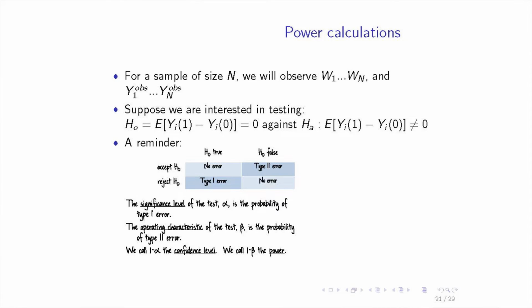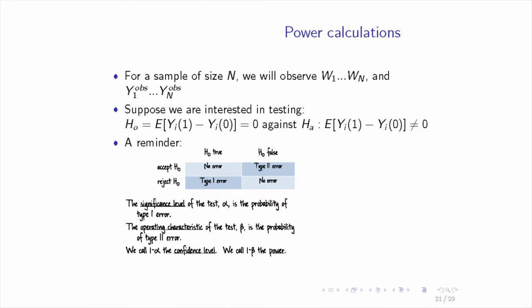Little reminder, straight from our previous lecture: if we accept H0 and H0 is true, we are good, there is no error. If we reject H0 and in fact H0 is false, again there is no error. But there are 2 types of error. One is where H0 is in fact true, but you reject it. This is type 1 error. The other is where H0 is in fact false, but you accept it. You fail to reject it.